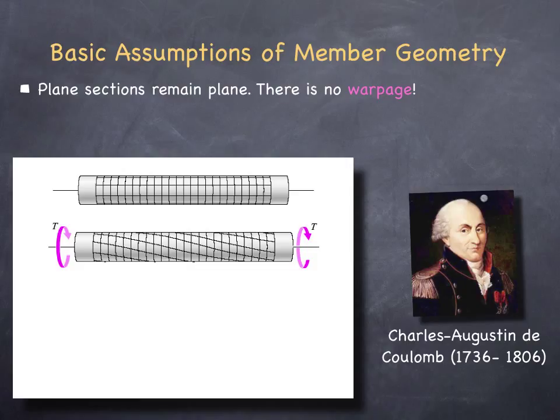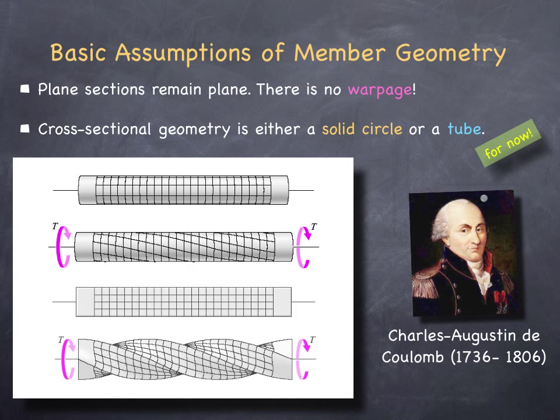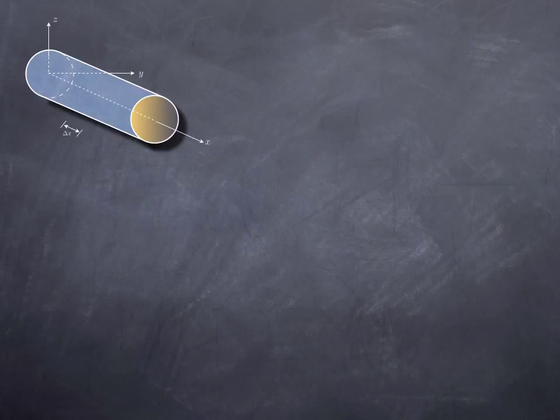We will also, in a follow-up lecture, discuss torsion of non-circular shafts, and in those cases, the basic assumption about plane sections remaining plane will be violated, so we'll have to resort to some more advanced theory to get the solutions for those types of problems. But let us focus on the circular shafts for now.